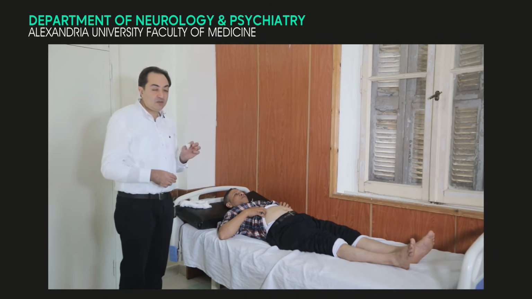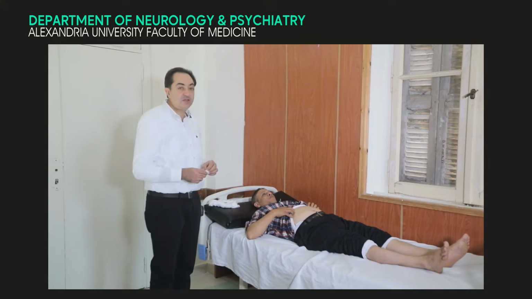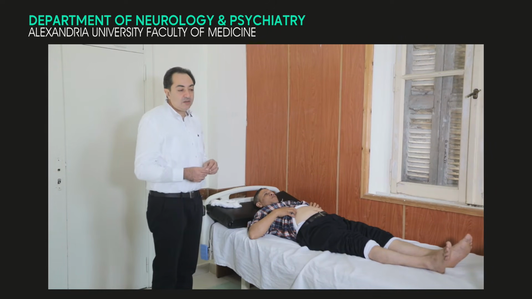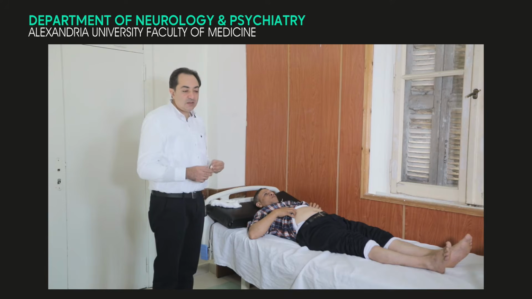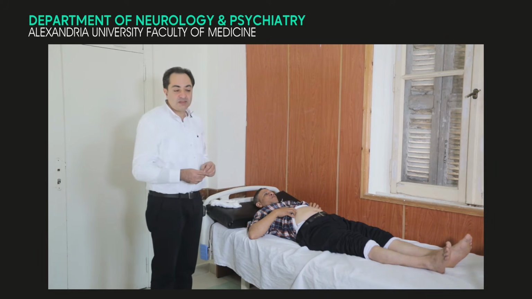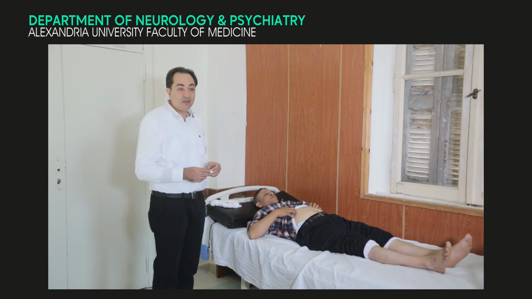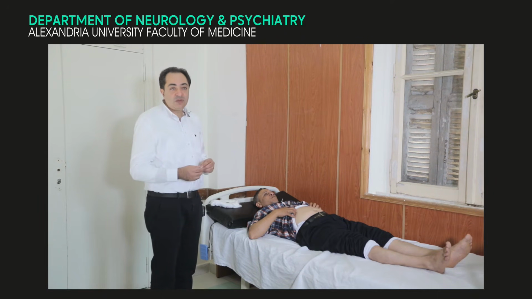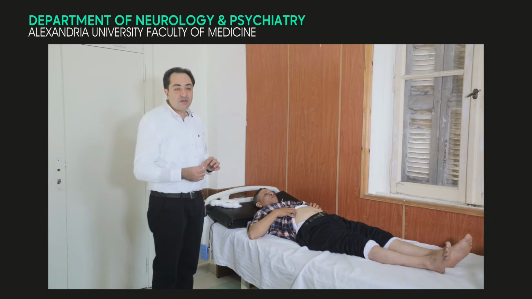With the cotton we will examine the touch sensation. Usually pain and touch are carried by the spinothalamic tract, and they are affected together except in one case only, where we have dissociated sensory loss. This occurs with central lesions of the spinal cord, because the fibers that carry pain are intact while the fibers that carry touch are affected.